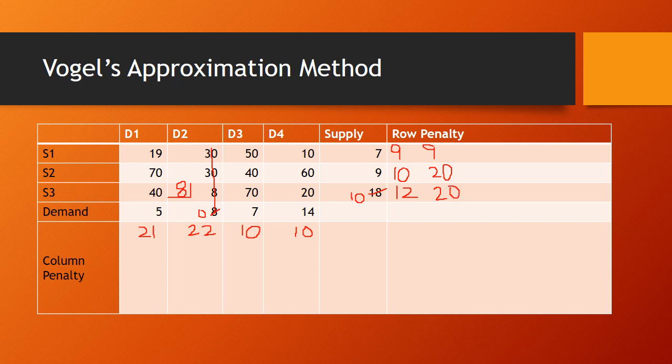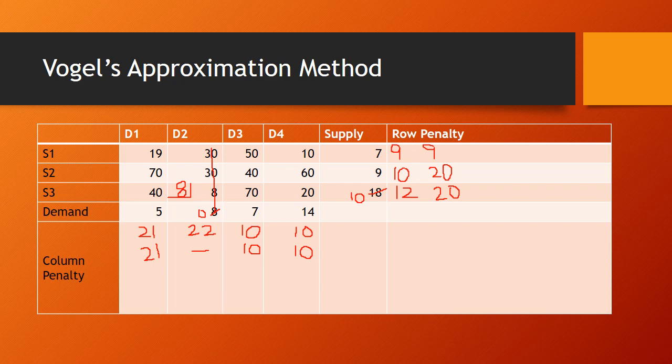Okay, now coming to columns. D1 column is unaltered, its penalty is still the same, that is 21. D2 has been eliminated now, so there is no D2. You will not find the penalty for this. Now for D3, penalty will still be 10 because the least is 40 and the second least is 50. Similarly, in D4 penalty is 10 because the least is 10 and the second least is 20. So these are our new penalties.